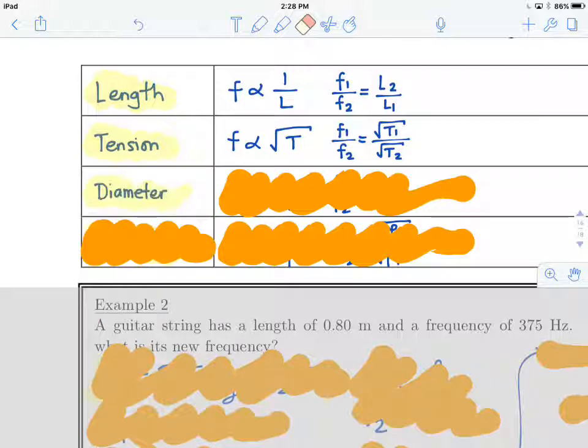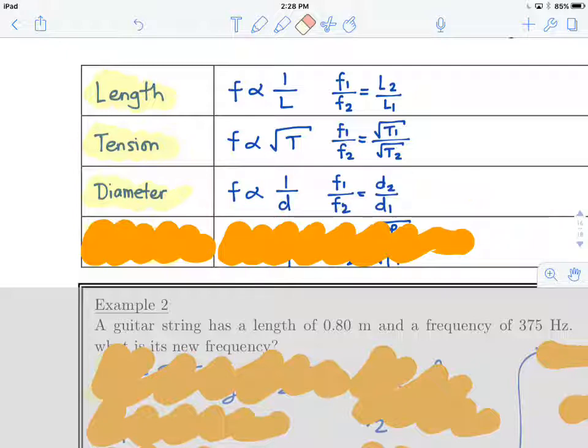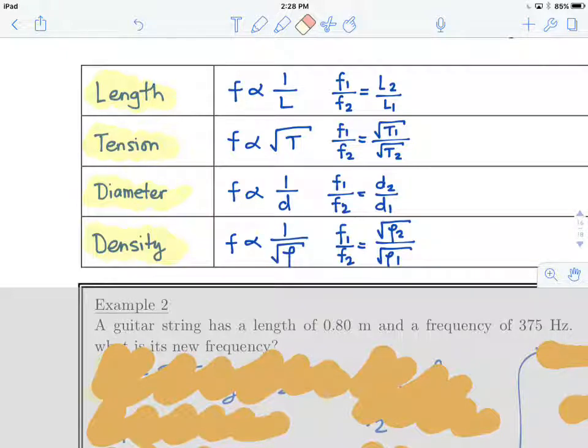And third on our list is the diameter of the string. You know that guitar strings all have different thicknesses, and of course they all have different frequencies. It's inversely proportional. The larger the diameter of the string, the lower the frequency, similar to the way that length is inversely proportional. And last but not least is the material or the density of the string. You know that different types of string made of different materials will have different frequencies, and frequency is inversely proportional to the square root of the density. This is the trickiest one of them all.